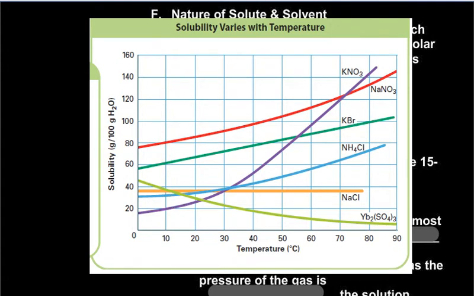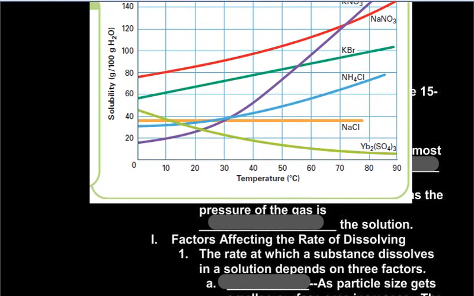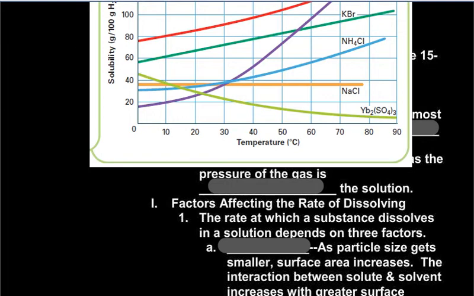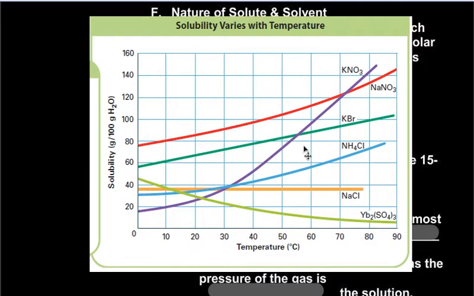Well, I'm going to let you figure out why. You should go onto Google and ask the question, why does ytterbium sulfate decrease in solubility as the temperature increases? It's a very interesting reason, and perhaps it's a bit counterintuitive to what you may understand about this so far. Then we have factors that affect the rate of dissolving. Wait a second, we actually need to finish this first part first.